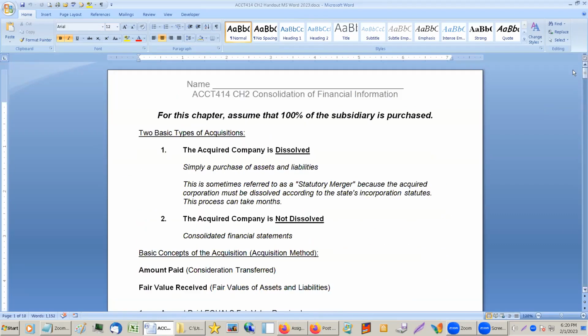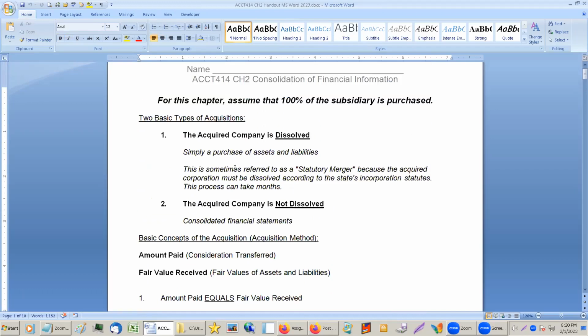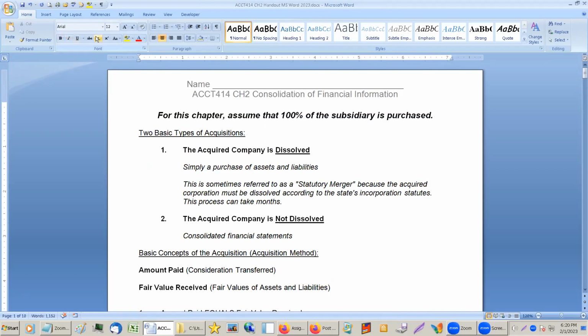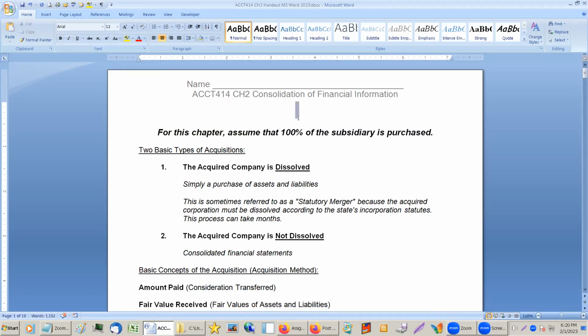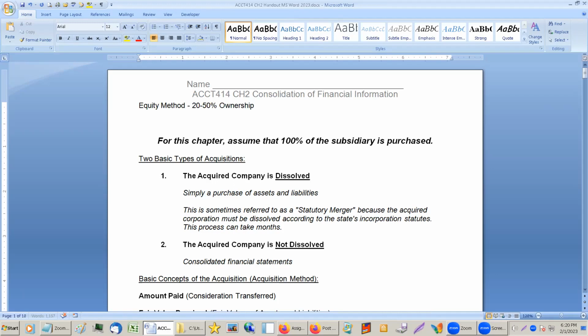Here's how the chapter 1 and chapter 2 types of accounting are kind of organized. The equity method is for 20 to 50% ownership. Consolidations, or consolidated financial statements, is when there is 50% plus ownership.